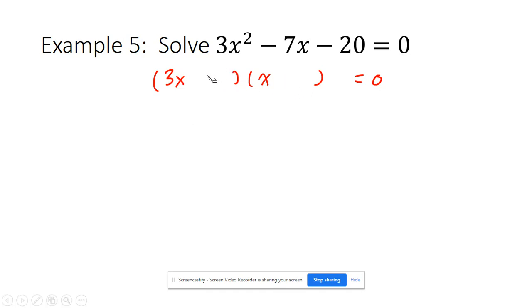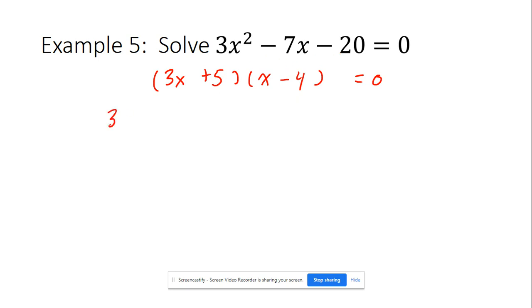Let's put the 4 here, and let's put the 5 here. 3x squared minus 12x plus 5x is negative 7. 5 times negative 4 is negative 20.